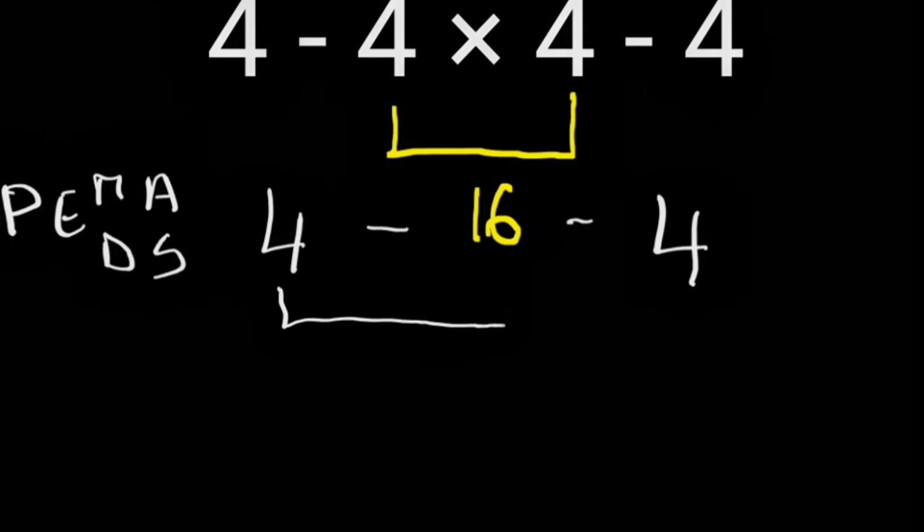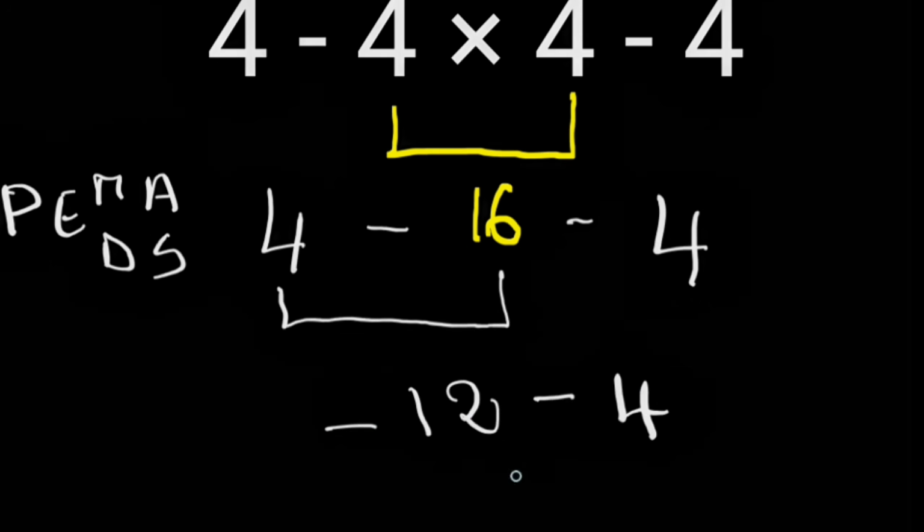Okay, now we have 4 minus 16. This is equal to negative 12. And negative 12 minus 4 is equal to negative 16. Okay, so the correct answer for this expression is negative 16.